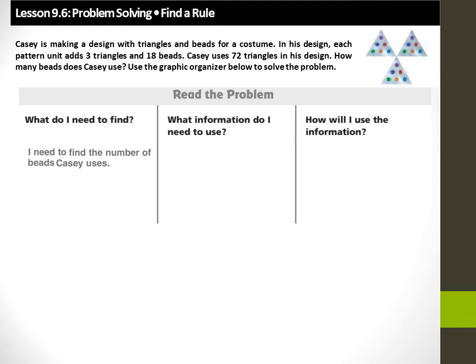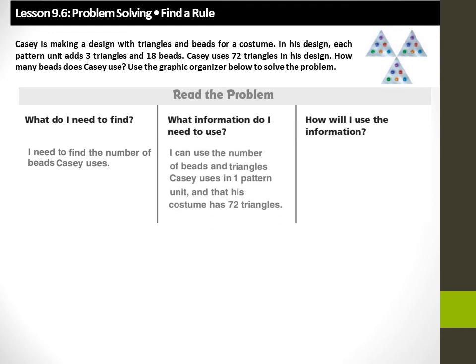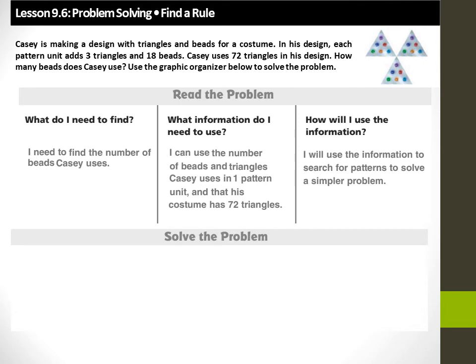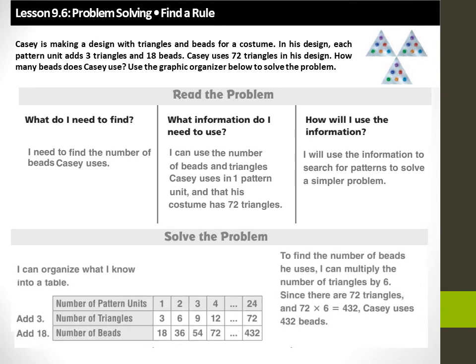So I need to find the number of beads Casey uses. I can use the number of beads and triangles Casey uses in one pattern unit, and that his costume has 72 triangles. I will use the information to search for patterns to solve a simpler problem. I can organize what I know into a table. To find the number of beads he uses, I can multiply the number of triangles by 6. Since there are 72 triangles, and 72 times 6 equals 432, Casey uses 432 beads.